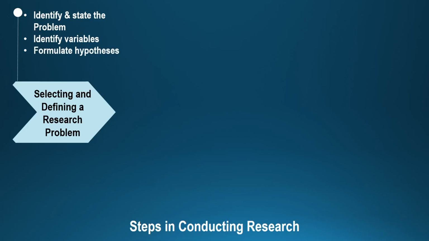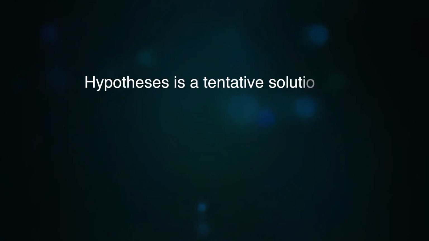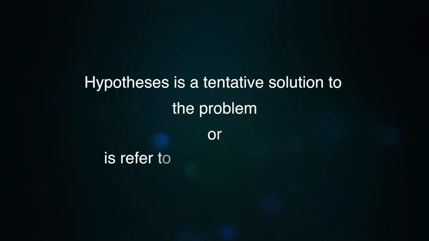So, identification and statement of the problem leads to identification of variables and stating the objectives, and then the researcher looks at the studies which have already been undertaken, and tries to formulate the hypothesis for the study. And hypothesis is nothing but a tentative solution to the problem, or is referred to as an educated guess.